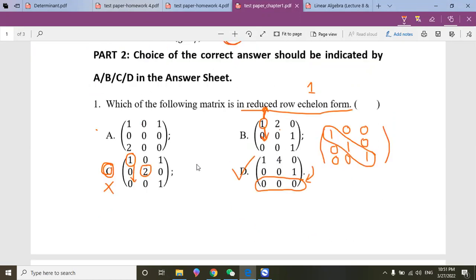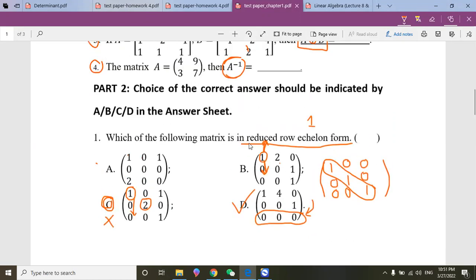And this way we find out which matrix is RREF and which matrix is not RREF. Okay, thanks.